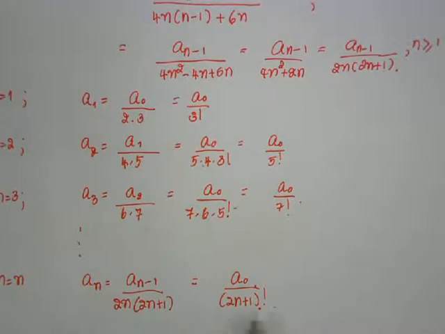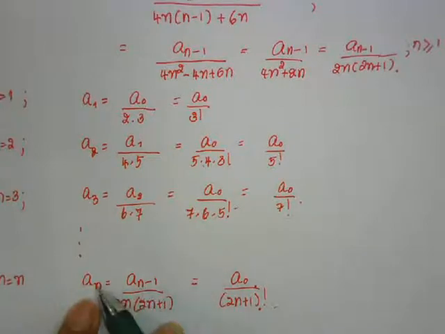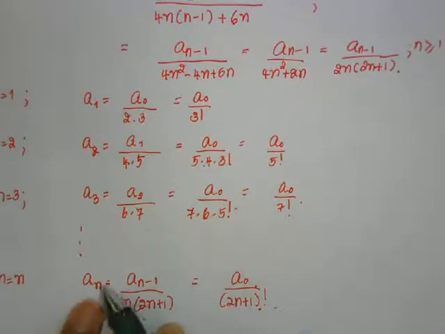Because if you put n equal to 1, you would get a1 equal to a0 divided by 3 factorial. If you put n equal to 2 there, you would get a2 equal to a0 divided by 5 factorial. If you put n equal to 3 there, you would get a3 equal to a0 divided by 7 factorial, which is correct.